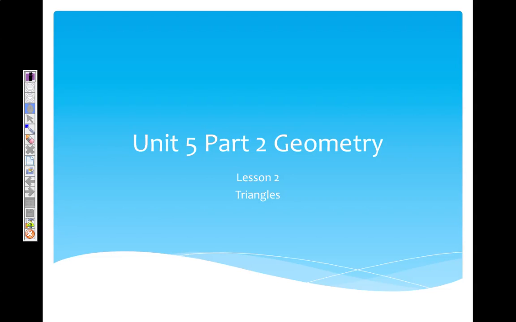We're continuing with our study of geometry, still in Unit 5, and we're in the second part. Recently, we've been talking about angles and different angle relationships, and so now we're going to take some of that knowledge that we've learned and extend it toward triangles. So that's kind of our next part of this geometry lesson.